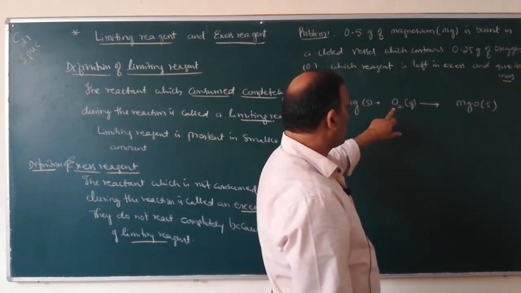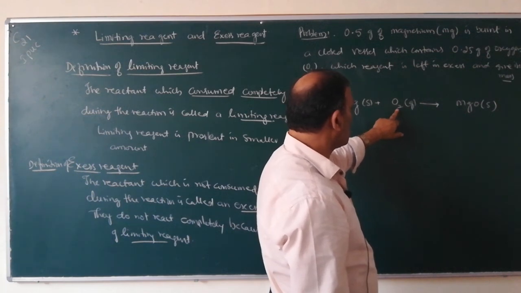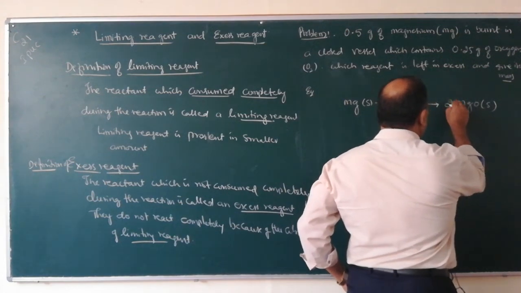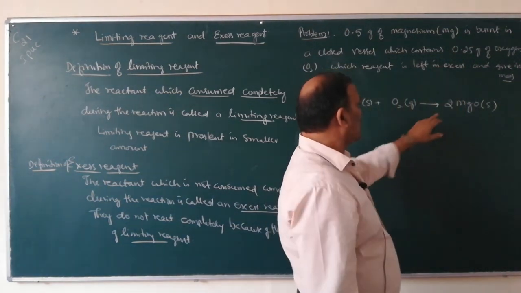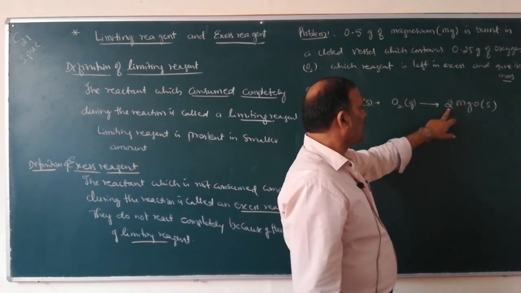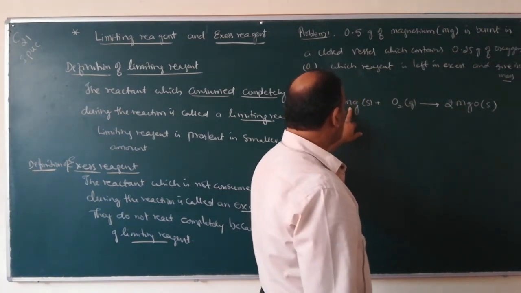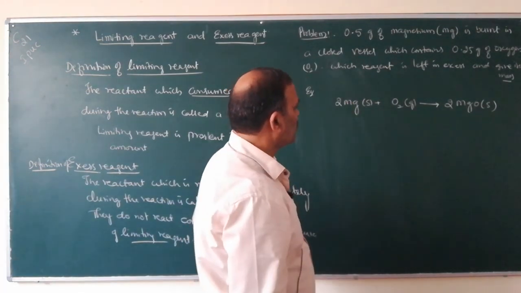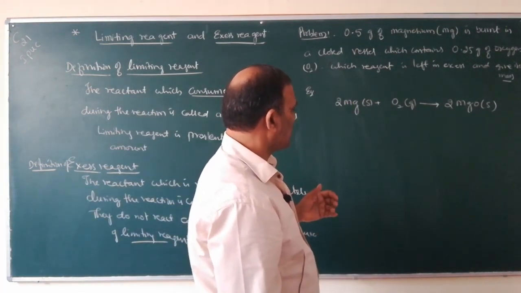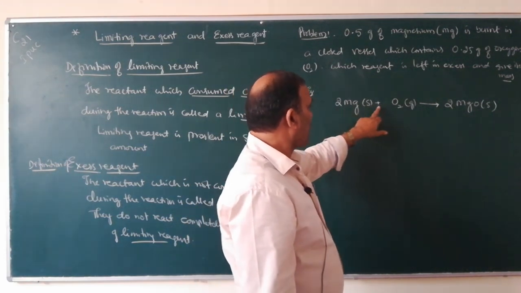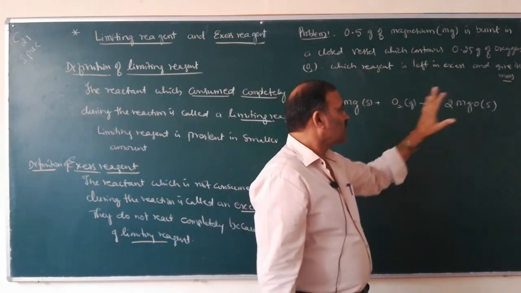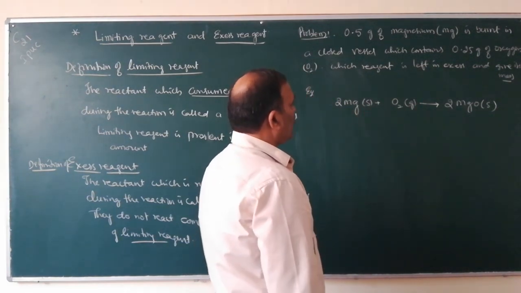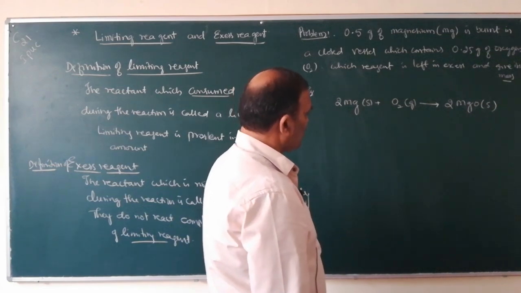So how to balance this equation? Here the number of oxygen atoms is 2, here the number of oxygen atoms is 1. Therefore you have to write 2. On the left side the number of magnesium atoms is 1, on the right side it is 2. So to make it 2 you have to multiply with 2. Now the reaction is balanced: 2Mg plus O2 gives 2MgO. This is the combustion of magnesium in oxygen.